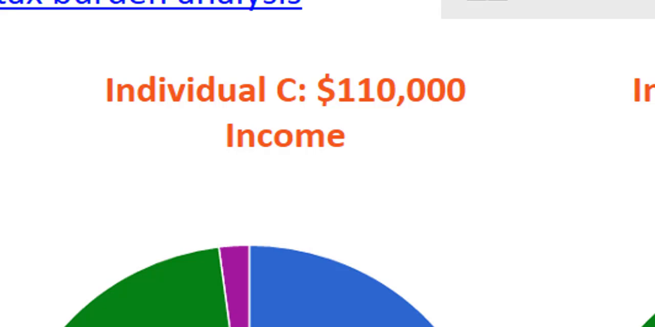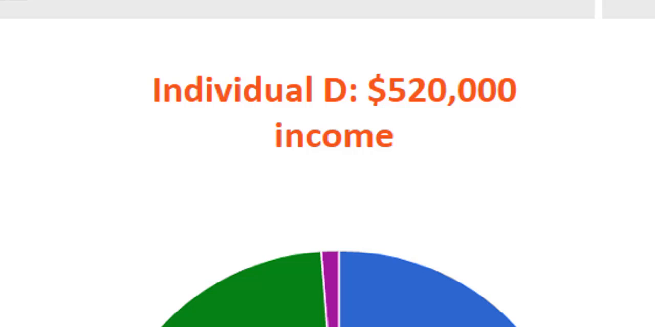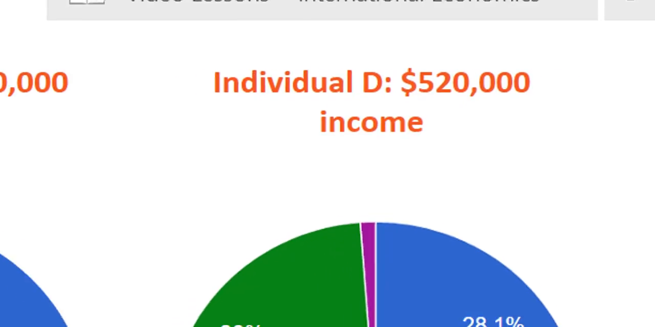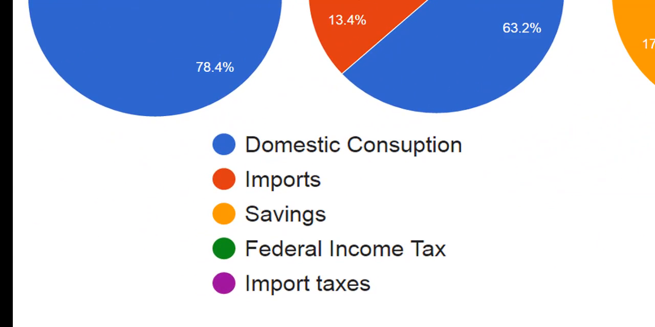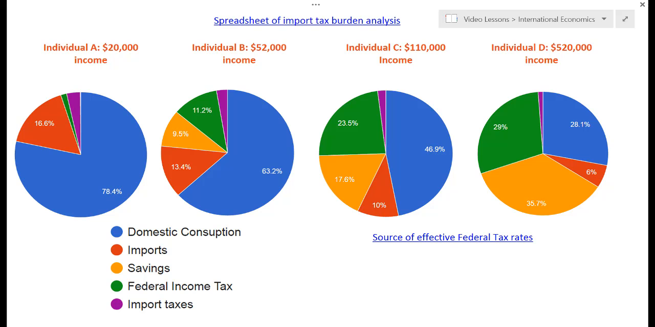So if you're in the top fifth of American incomes and you're at the very lowest level of that fifth, then you're earning $110,000. And then the lowest level of the top 1%. So if you're earning $520,000 a year, that's individual D, you are right at the bottom of the top 1% of American income earners. Notice the legend here. We've got 4 colors on these graphs. The blue color represents the percentage of total income that individuals of different income levels spend on American goods and services. That ranges from 78% for lower income households to 28% for richer income households.